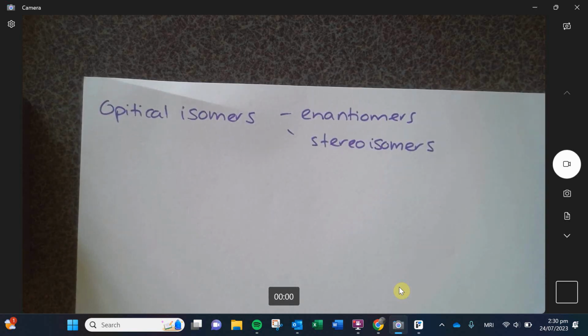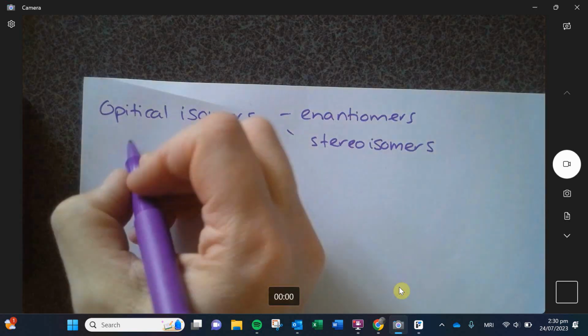All right. Optical isomers are molecules that are mirror images of each other.